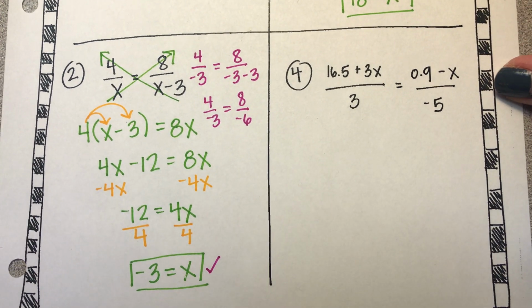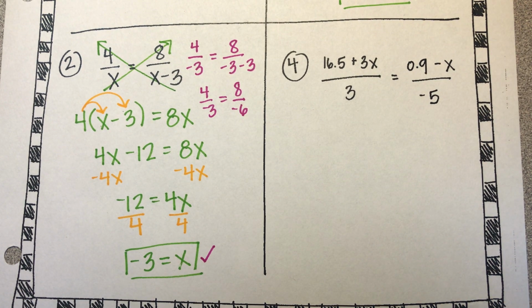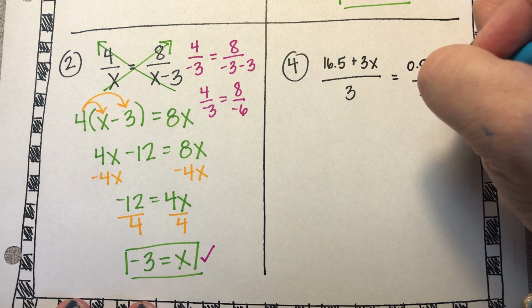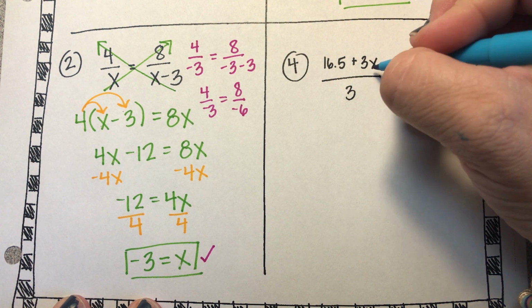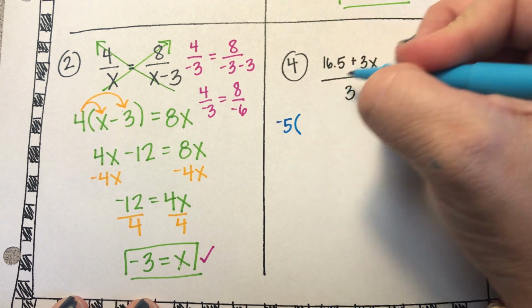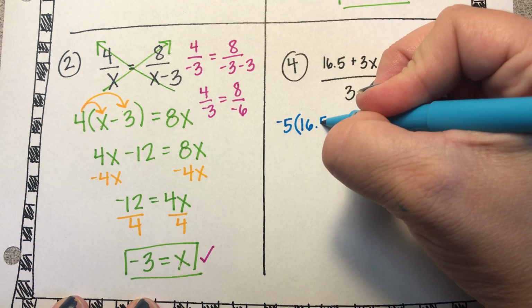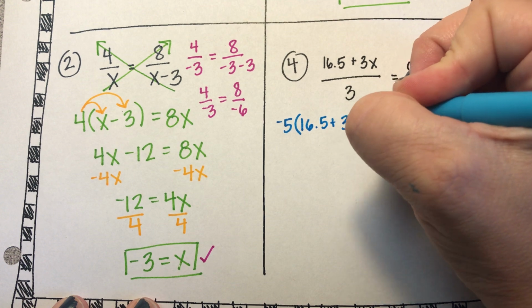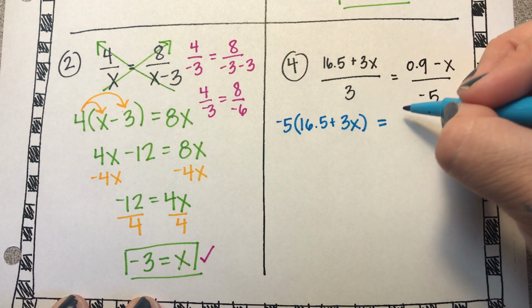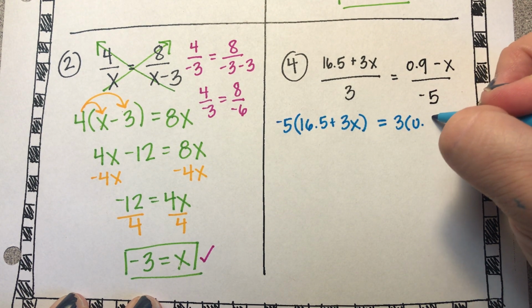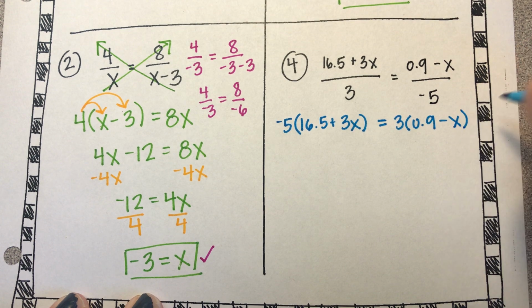This would be a good time, if you wanted to really test yourself, to pause your video, try this, and then come back. Okay, so let's do our cross products. I'm going to do negative 5 times 16.5 plus 3x equals 3 times 0.9 minus x.